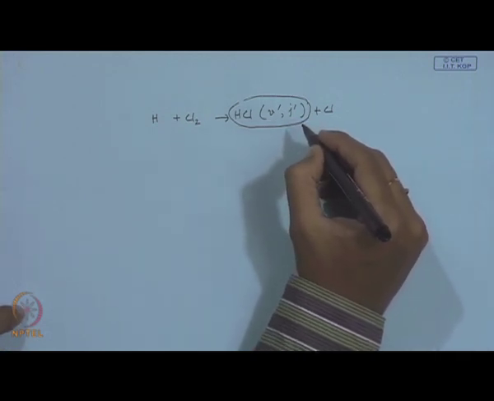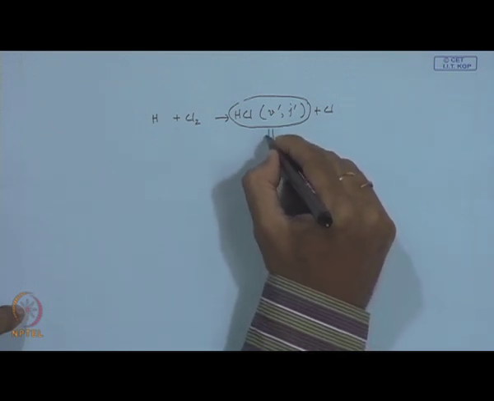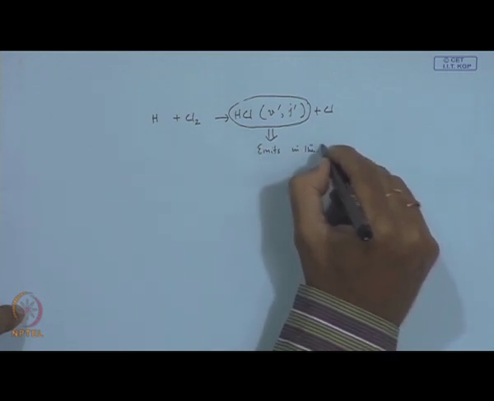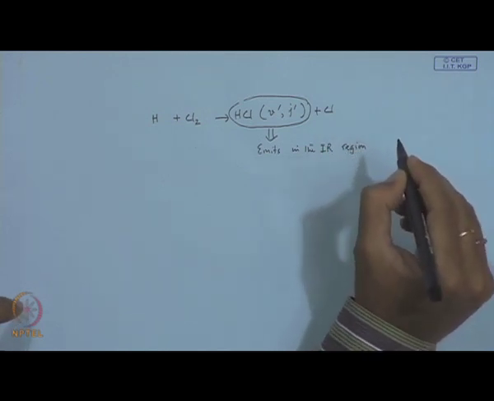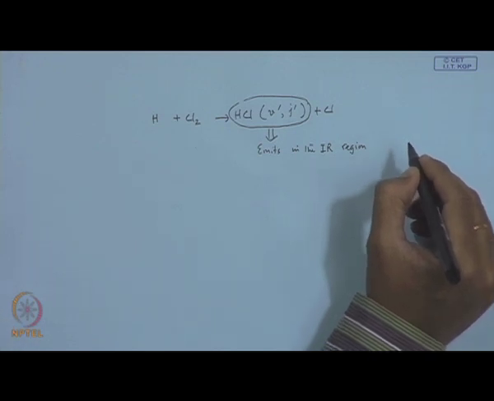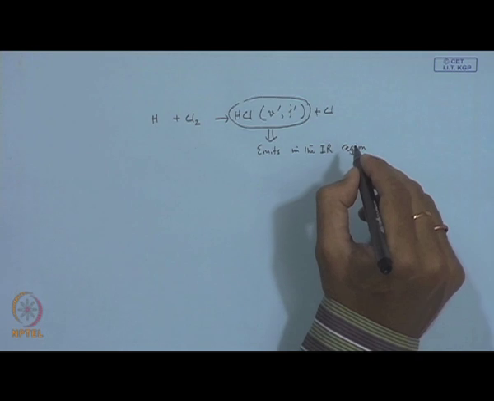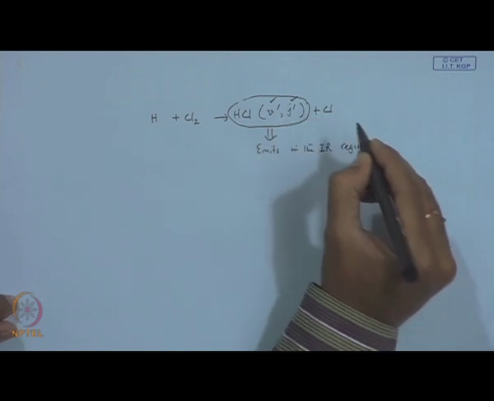And what is happening is that this emits in the infrared region, and if we monitor this infrared emission spectra as a function of wavelength, then we should be able to find out information about the population of these various levels, these V prime and J prime levels.